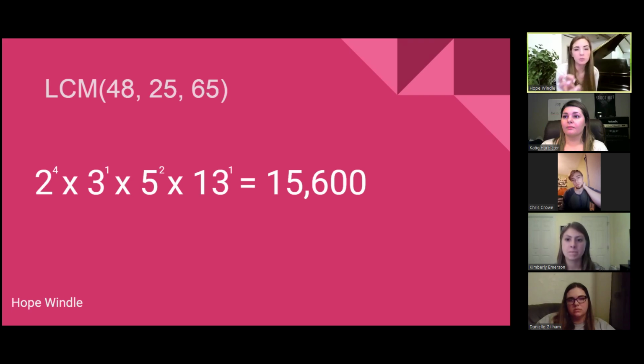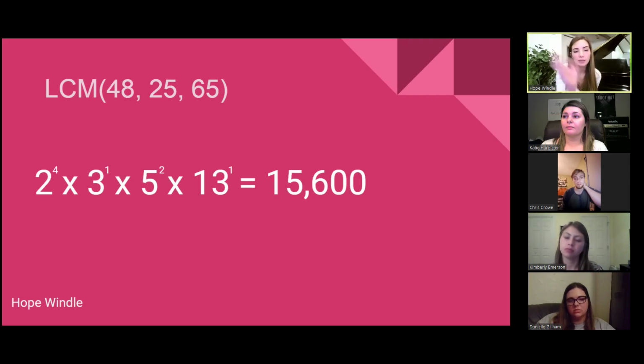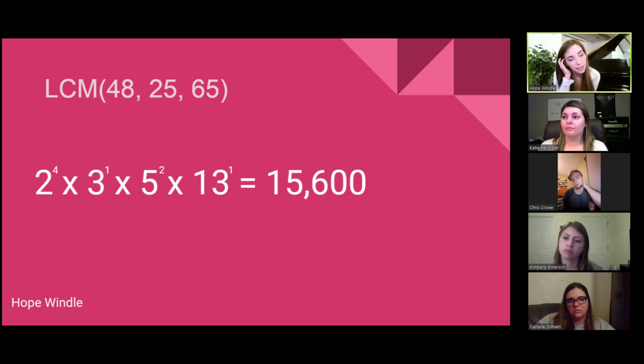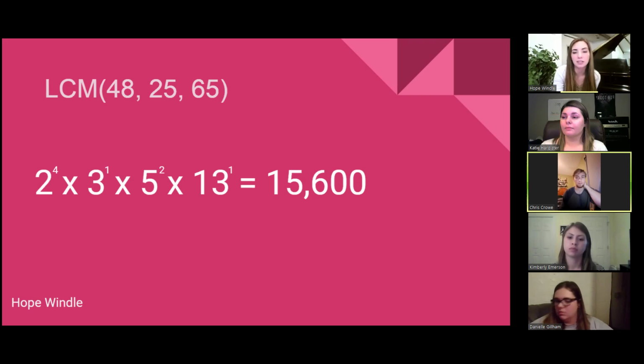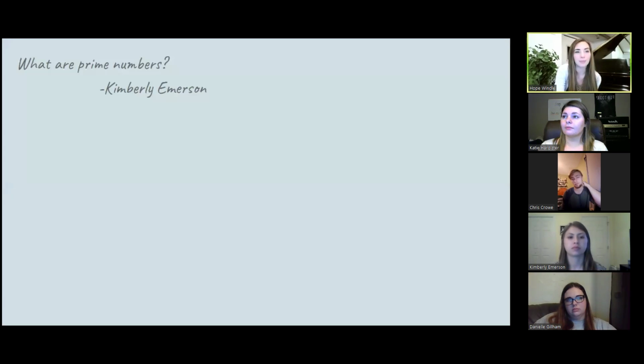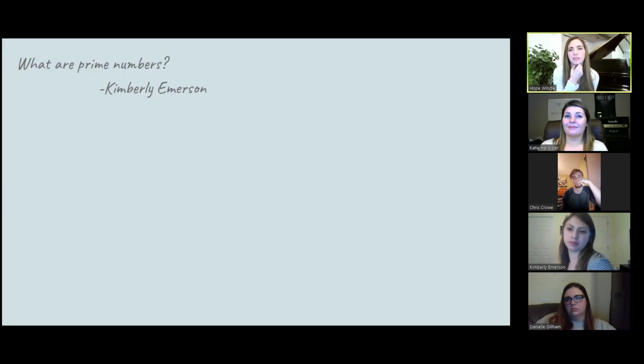And then we're going to multiply all those together, because if everything matched up together, then we could remove it. But since each number is unique, we're going to have to use all of those numbers together. And crazily enough, the least common multiple between the numbers 48, 25, and 65 is going to be 15,600. So a lot of our numbers aren't going to be quite that high, but unfortunately, the examples we have today are. And I was talking a lot about prime numbers and stuff.